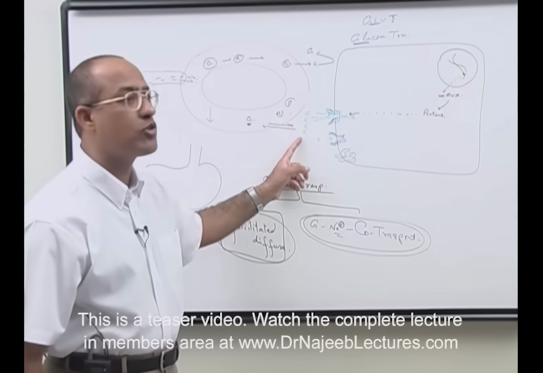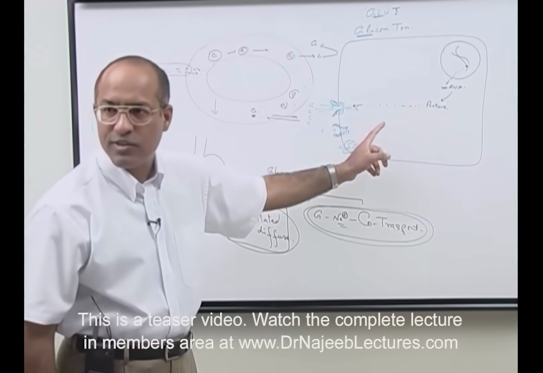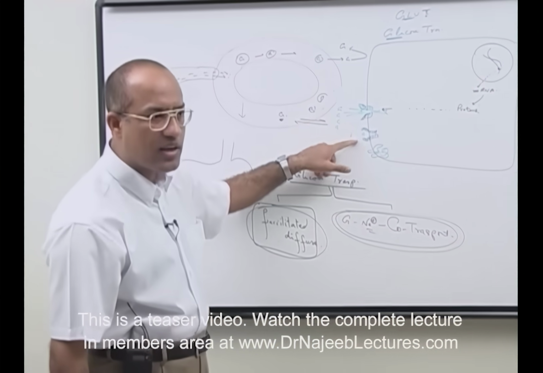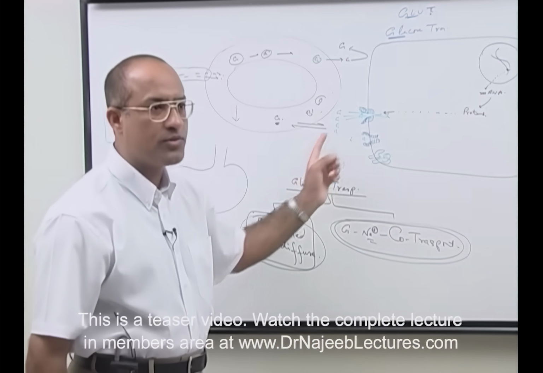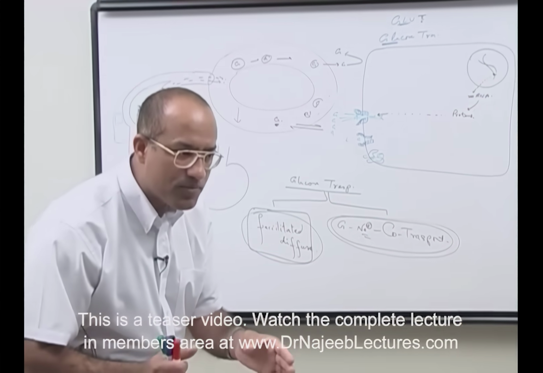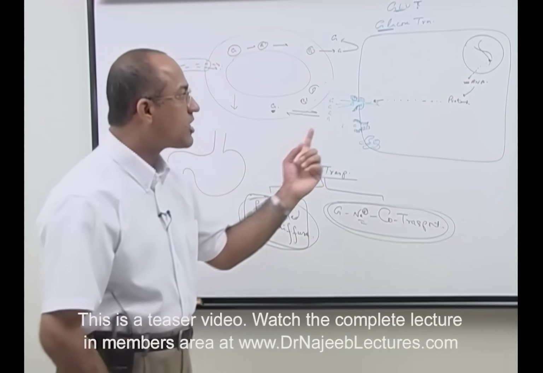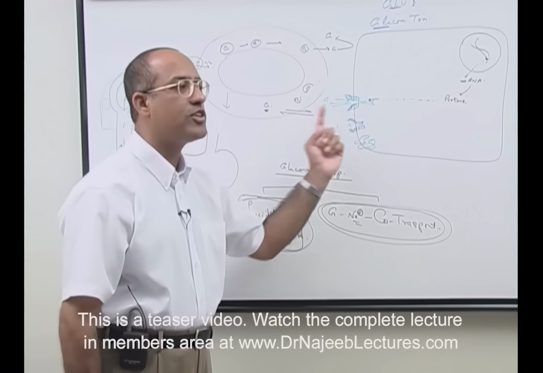But this diffusion of glucose is not simple diffusion, because if transporters are not there, this diffusion will not occur. This glucose diffusion is facilitated by the presence of glucose transporters. So this type of transport of glucose is called facilitated diffusion.